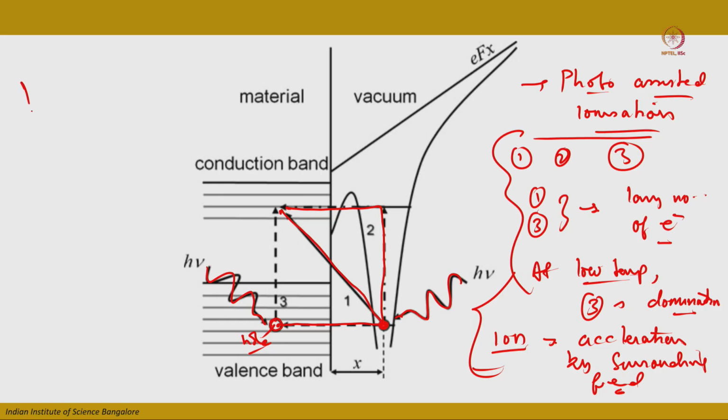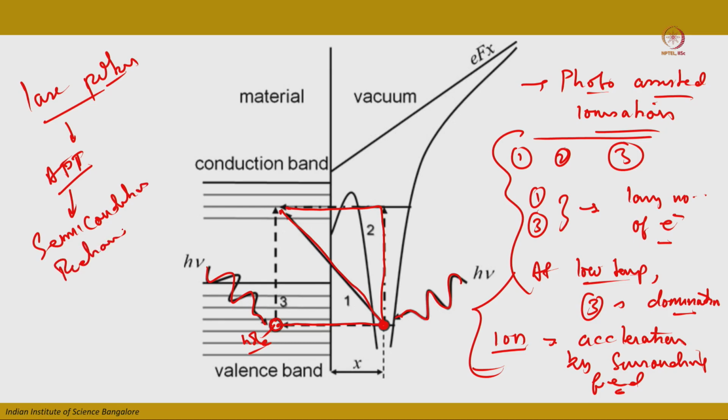So with laser pulsing, which is different from HV pulsing, the application of atom probe tomography, APT, got broadened to semiconductors, functional materials, and also insulators. So this is broadly what we described during the last class.